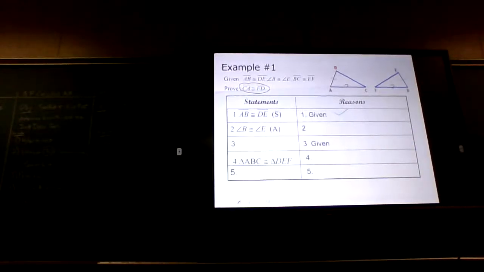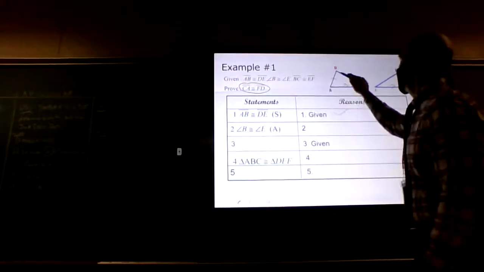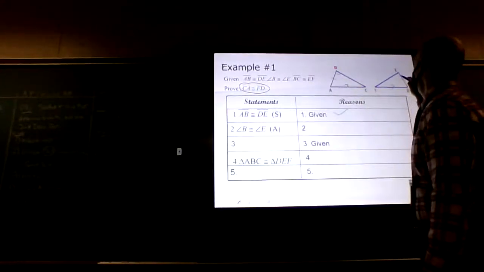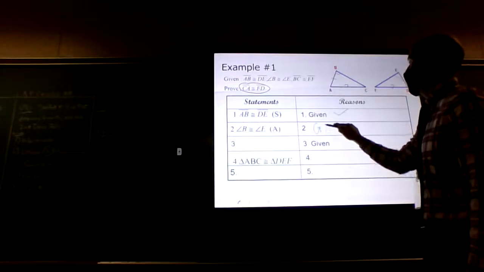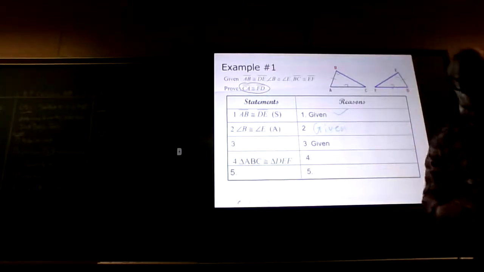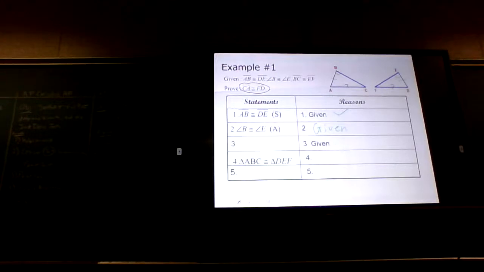We know that angle B is congruent to angle E. By the way, that's also given. By the way, I'm doing the easiest one. That's kind of lame, isn't it? Anybody want to take a stab on what statement 3 is? I said I was going to do this one, but based on steps 1 and 2, you can probably guess what step 3 is. Yep.